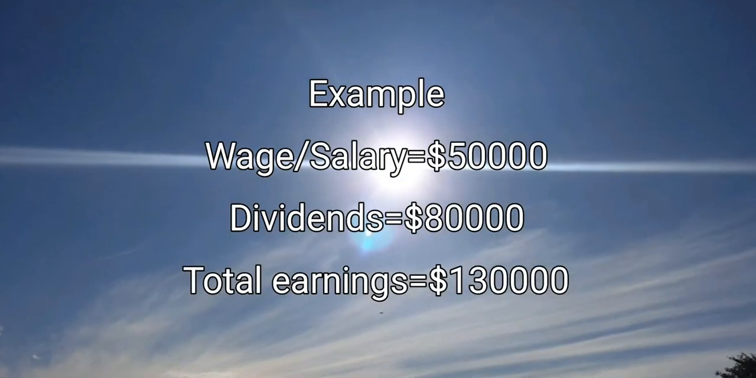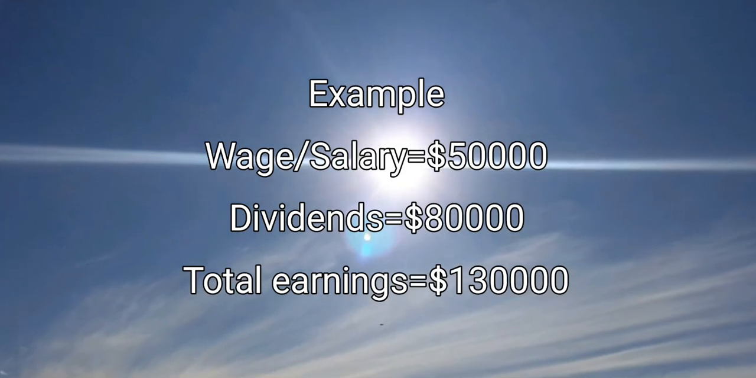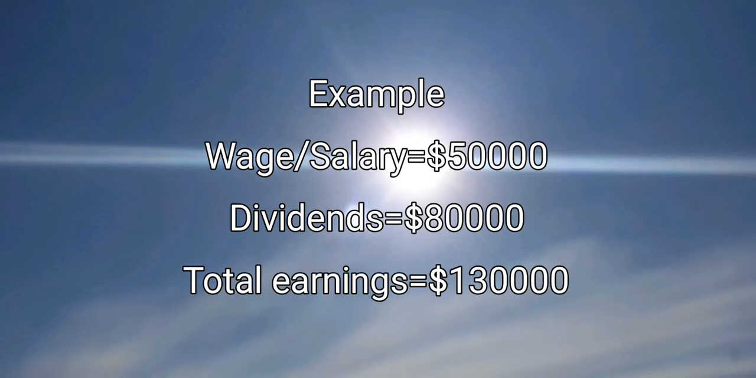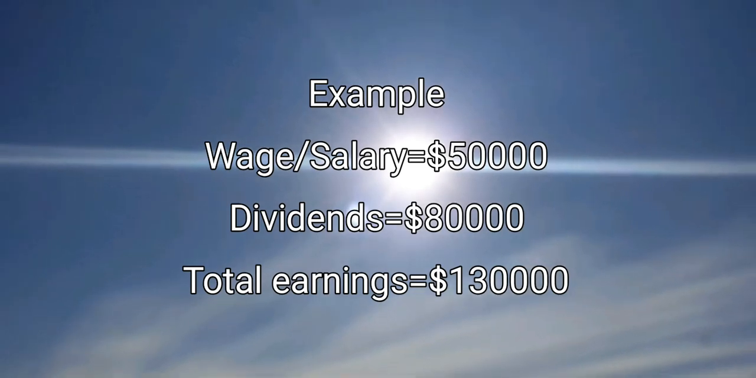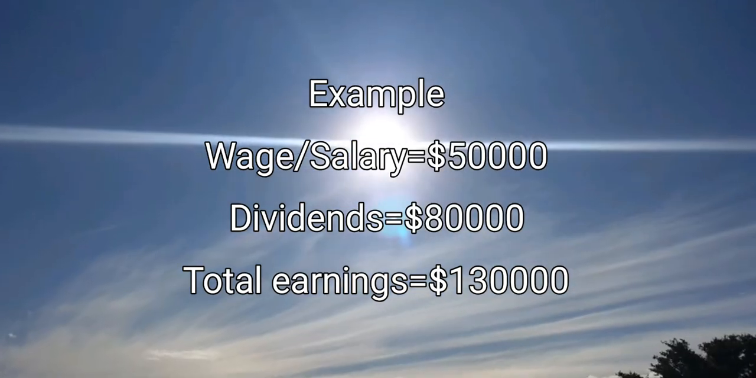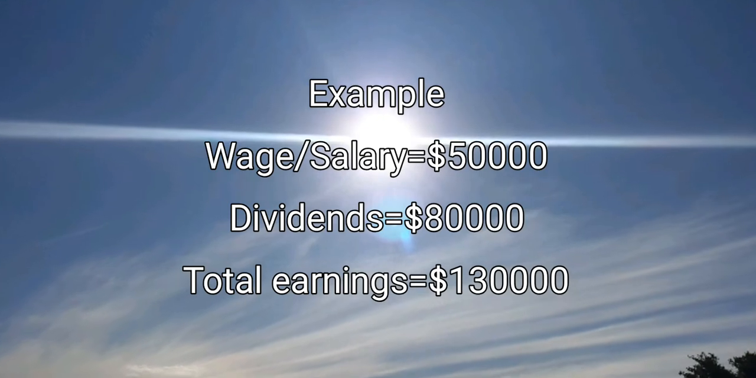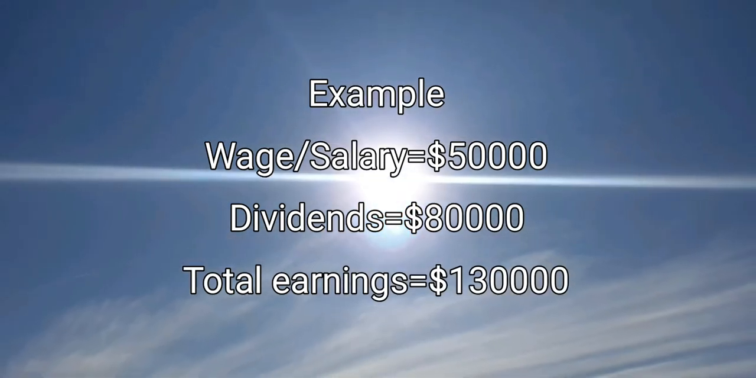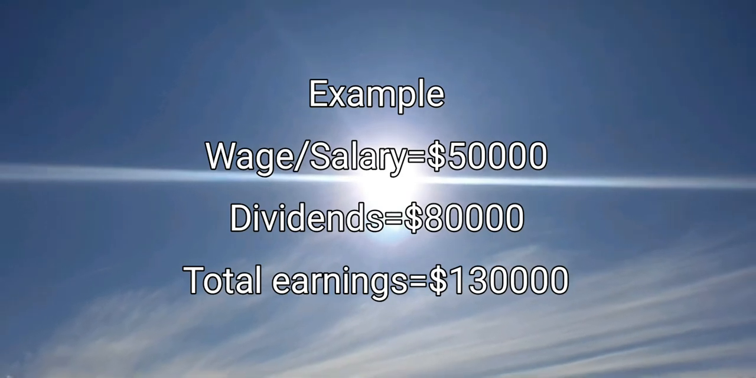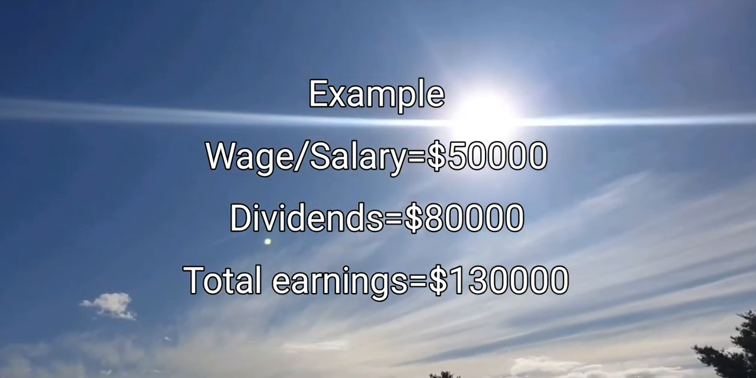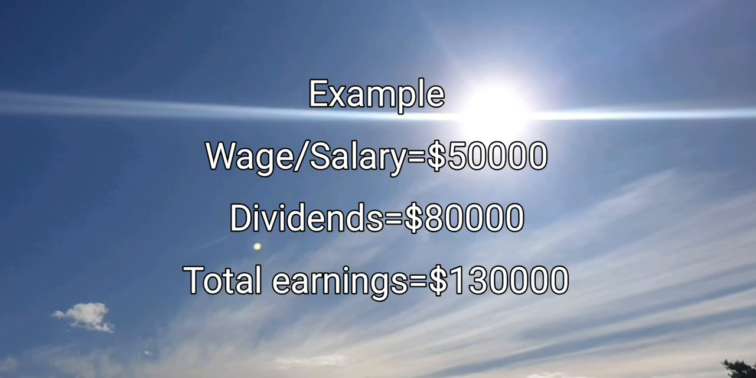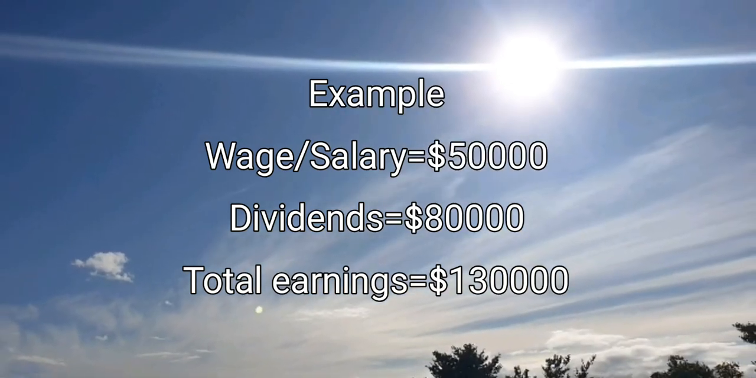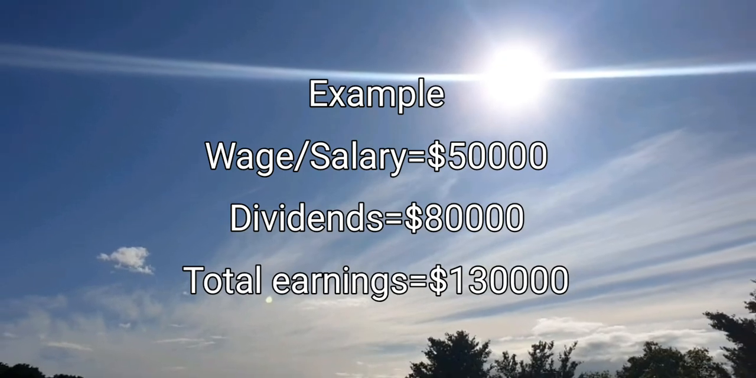Another example is your wages or salary earnings amount to $50,000 for the year, and your dividend payments are about $80,000 for the year. Your total earnings amount to $130,000. The tax rate that you need to apply is the nil tax rate for income under 18,200. You don't pay any tax on that.